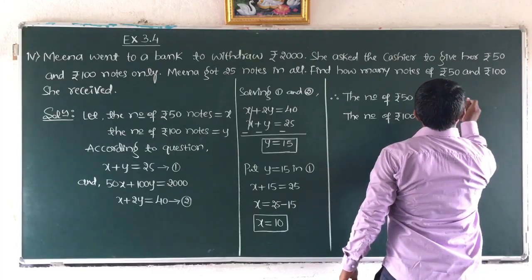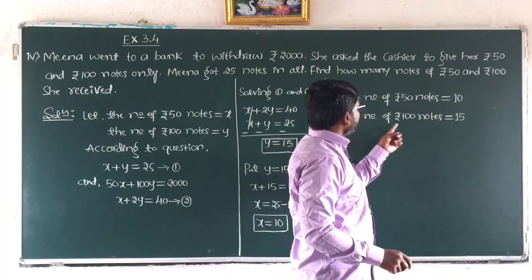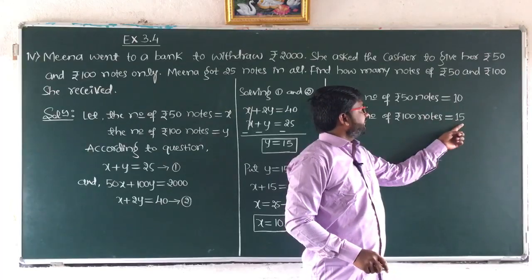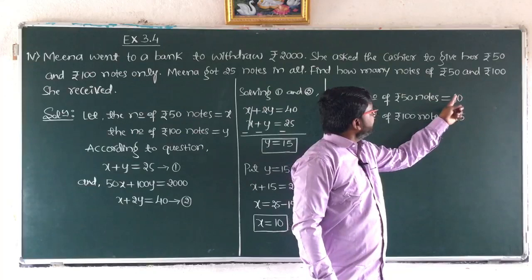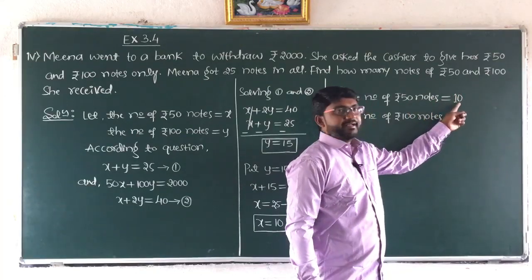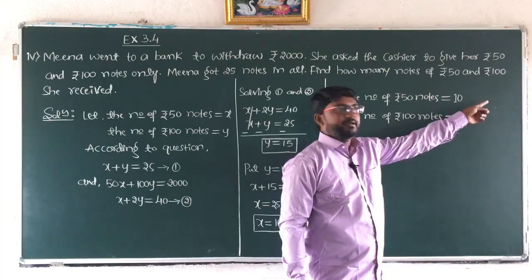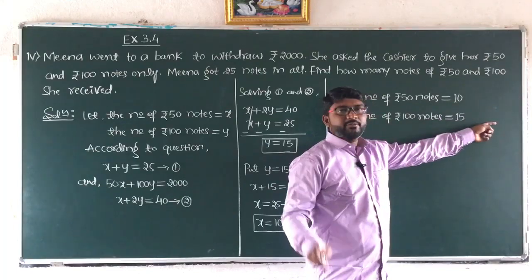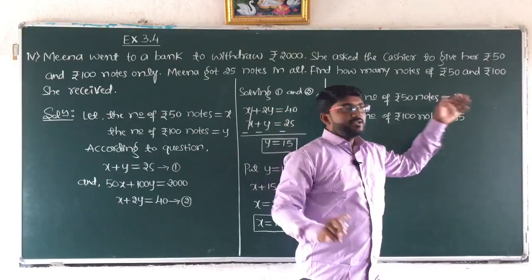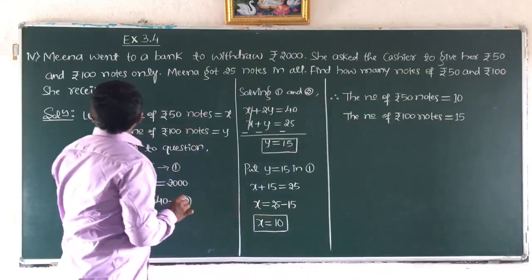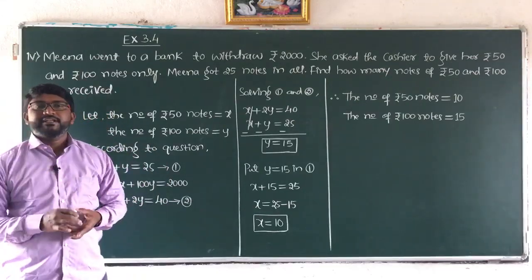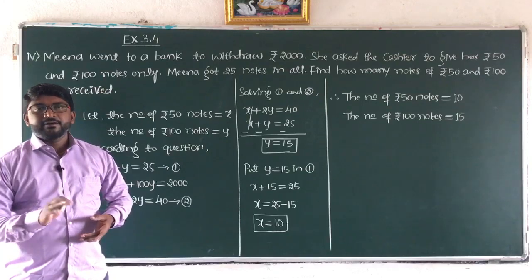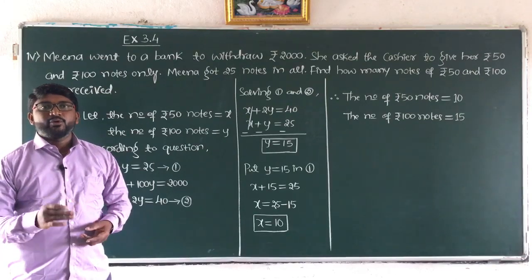So you can cross verify here. See here, 100 rupee notes we have 15, that means we get 1500 rupees. Then 50 rupee notes we have 10, that 50 into 10 will be 500. 500 plus 1500 will be 2000 rupees. So this is all about the fourth sub question, and take the fifth sub question as an assignment. So with this we have completed exercise 3.4.